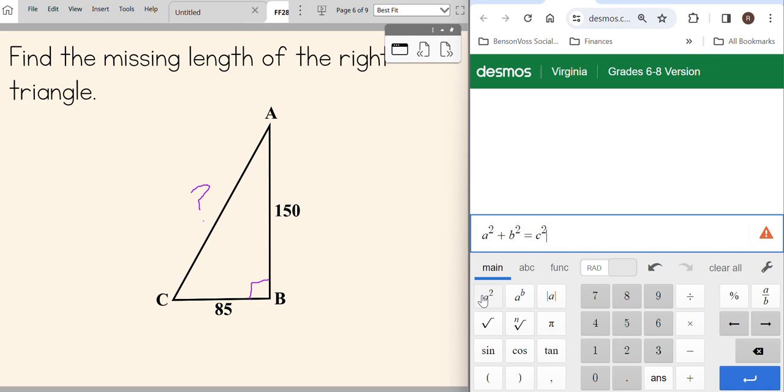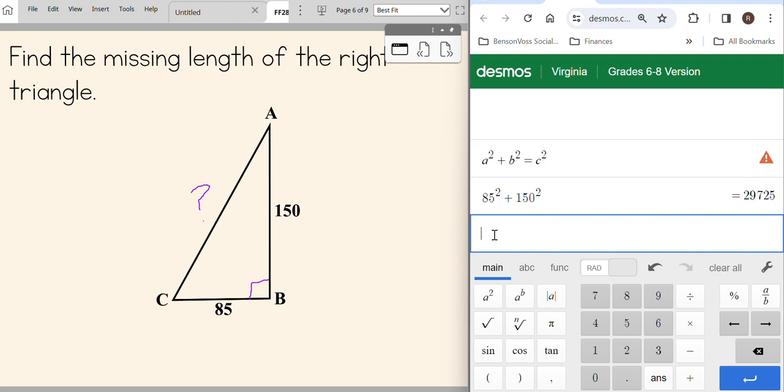I'm just putting it in the calculator so you can see it because it's a lot easier to type than it is to write. So if you're going to solve it the long way, I'm going to go ahead, like I said, and use my calculator as my scratch paper. You would do 85 squared plus 150 squared, and you would equal 2975, and that's your c squared.